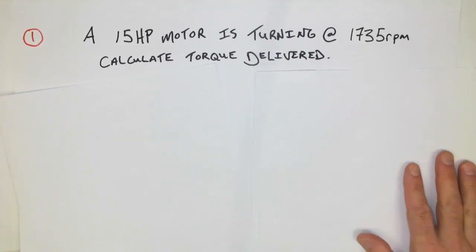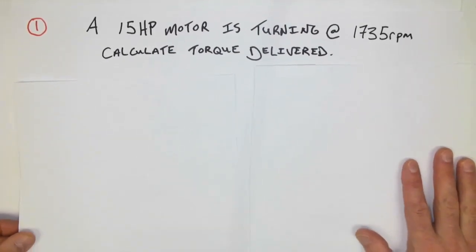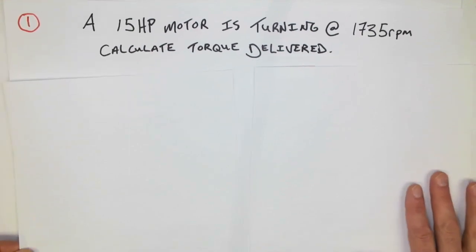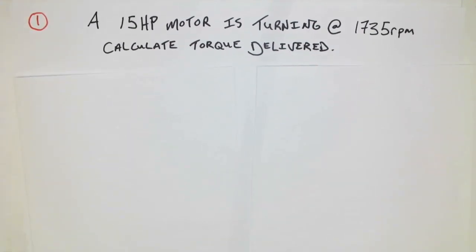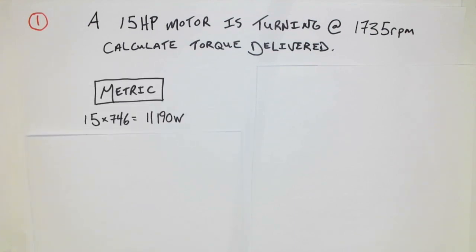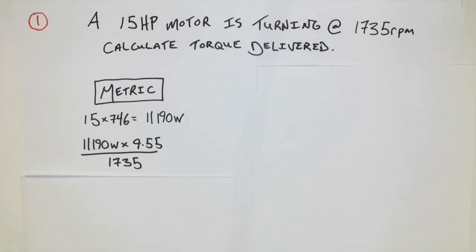All right, well, let's take a look at an example that utilizes this type of calculation. This first one is a 15 horsepower motor that's turning at 1735 RPM. With only this information, we can calculate the torque. The first calculation I'm going to do is metric. And with metric torque, we know that we first need to take the horsepower and multiply it by 746. This is my power out. I'm then going to take those values and place them into my equation. And at this point, yes, we now have a torque value of 61.59 Newton meters.